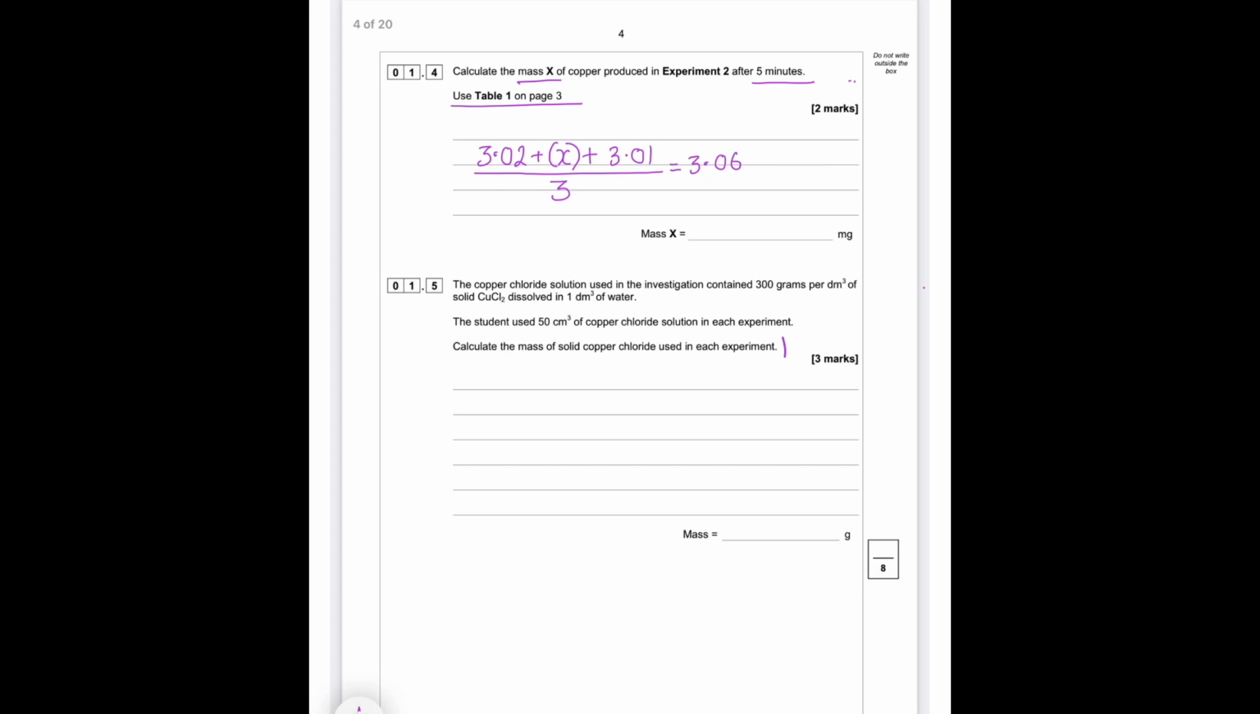3.06. So if we rearrange that, then we would get that X would equal 3.06 times by 3, take away 3.02 plus 3.01, and if we calculate that out, we get ourselves an answer of 3.15 to be the mass of X.